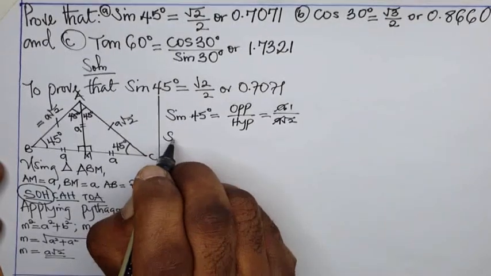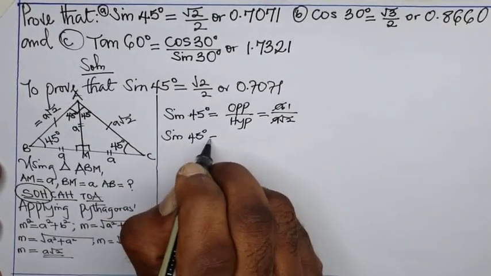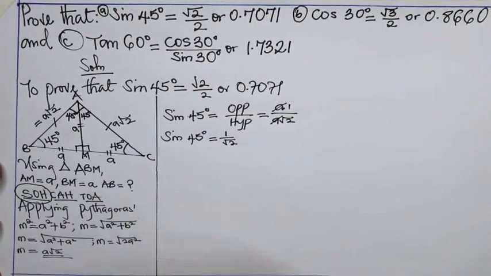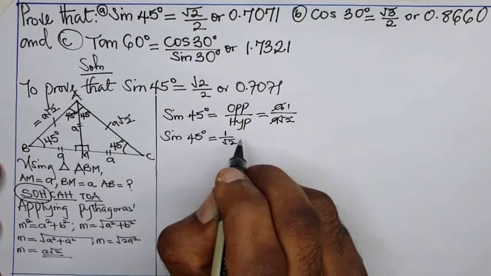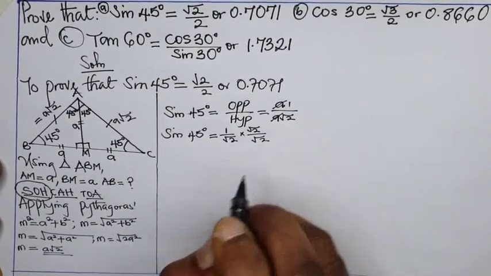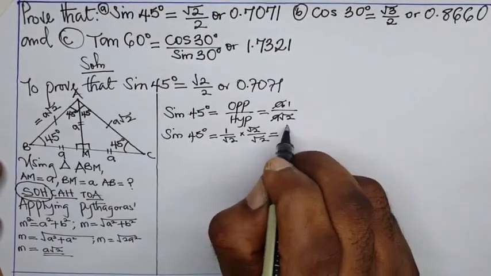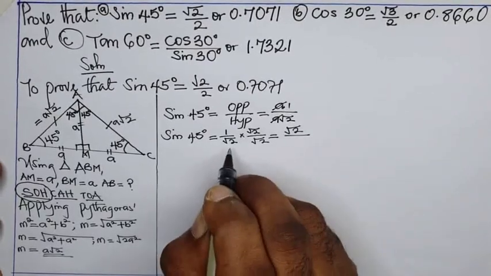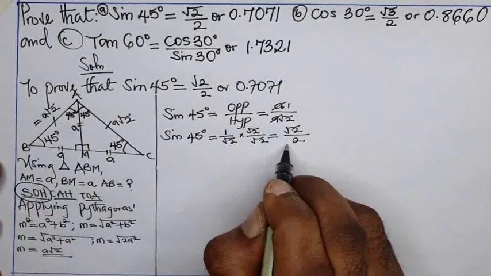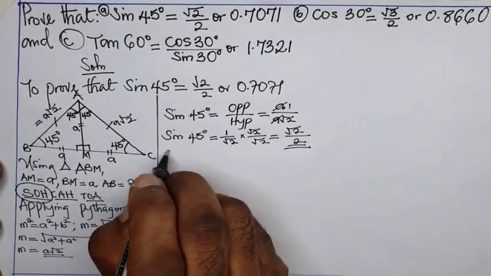So it means that sine 45 is equal to 1 all over the square root of 2. When you rationalize this, it's going to be multiplied by root 2 over root 2. And when this is done, you arrive at 1 times root 2 is root 2, and root 2 times root 2 is root 2 squared, which is the same thing as 2.